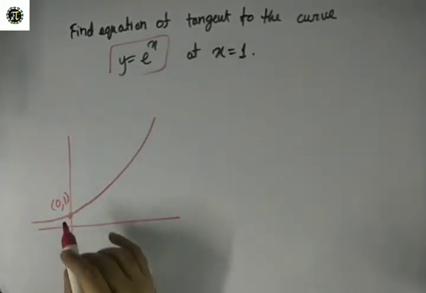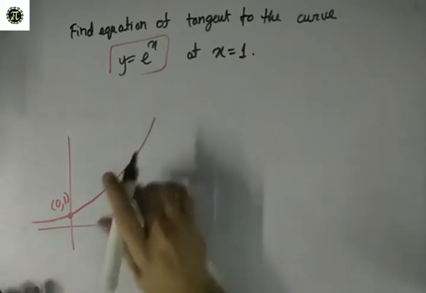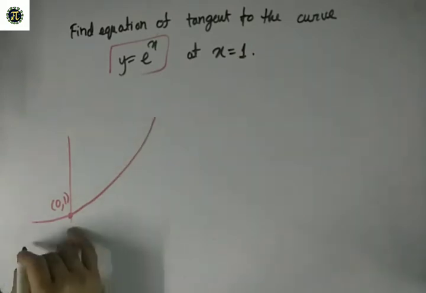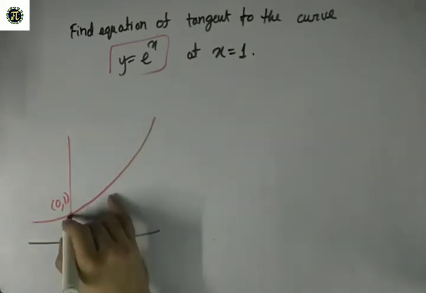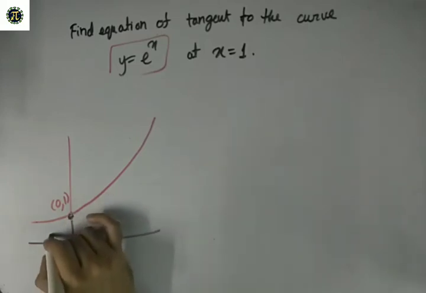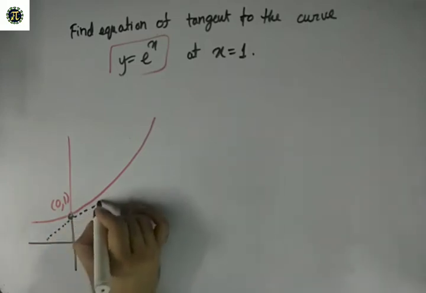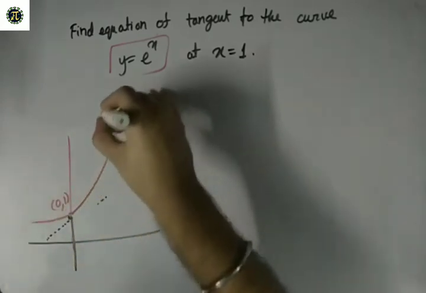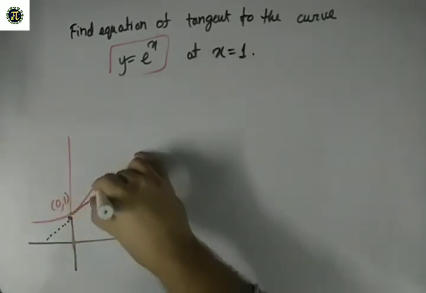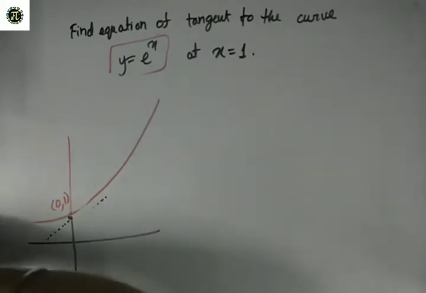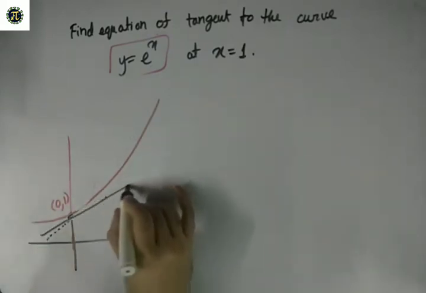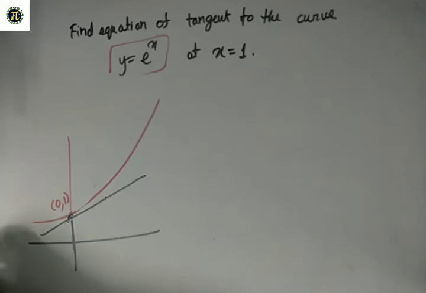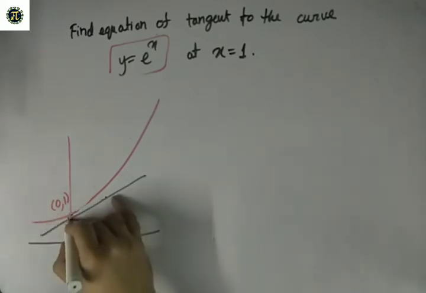And I want to find the tangent at x is equal to 1, at this point x is equal to 1. So what will be the tangent? This looks like the point, and we want to find the equation of the line that touches the curve at this point, right? Okay, let's see if we can find that. It seems to be a very simple job.